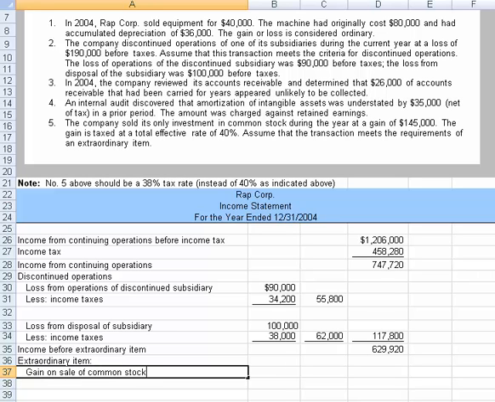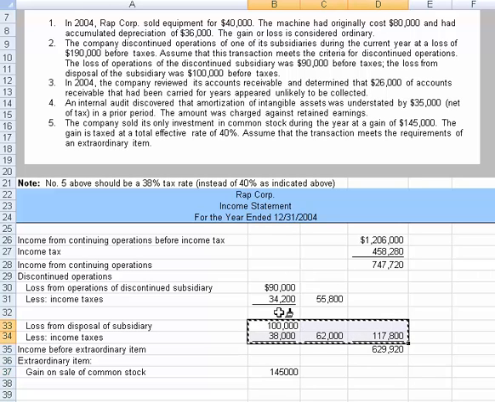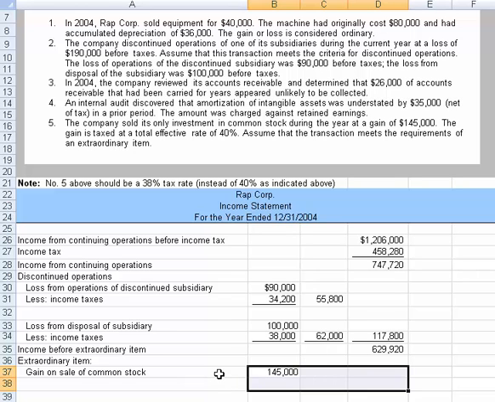And we're not exactly told why this is extraordinary, but for some reason we're told it does meet the requirement. So we'll say the gain on sale of the common stock was $145,000. And I'm going to do a little bit of formatting again here. In this case, I want to slide this over.